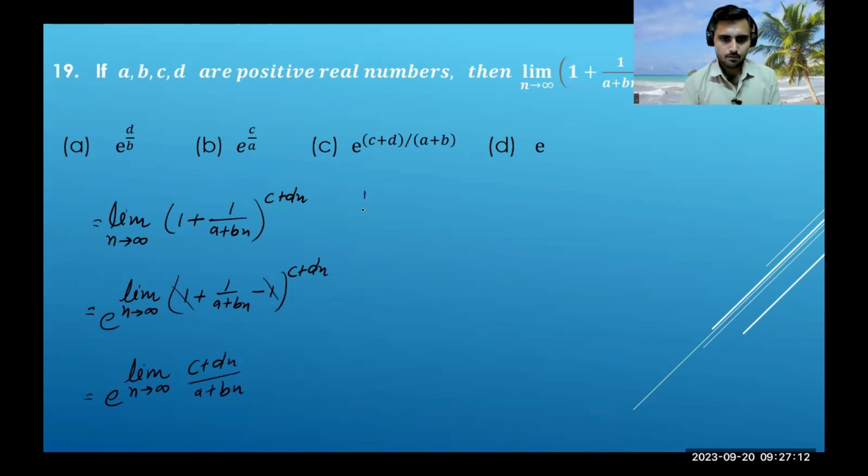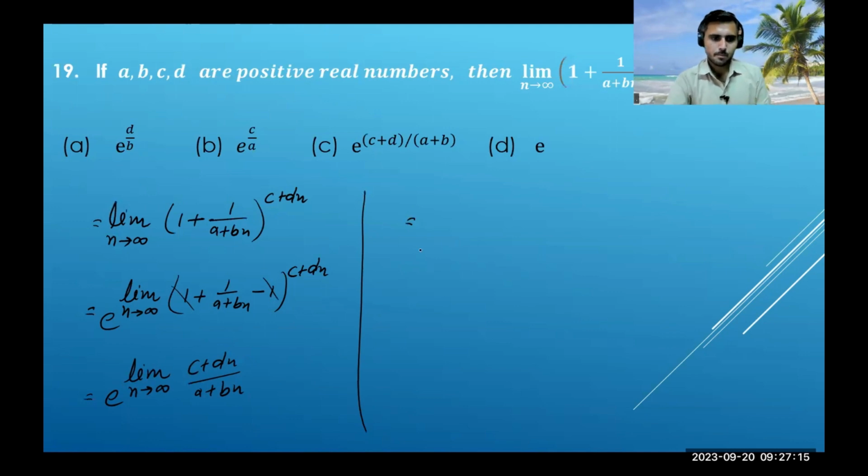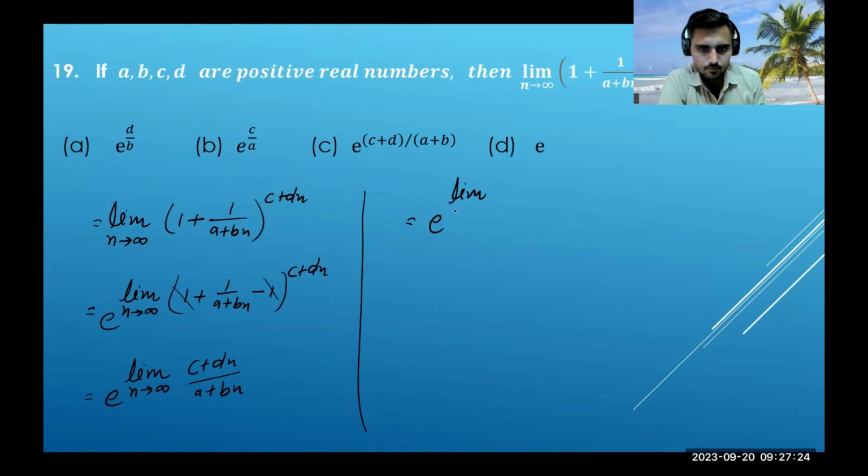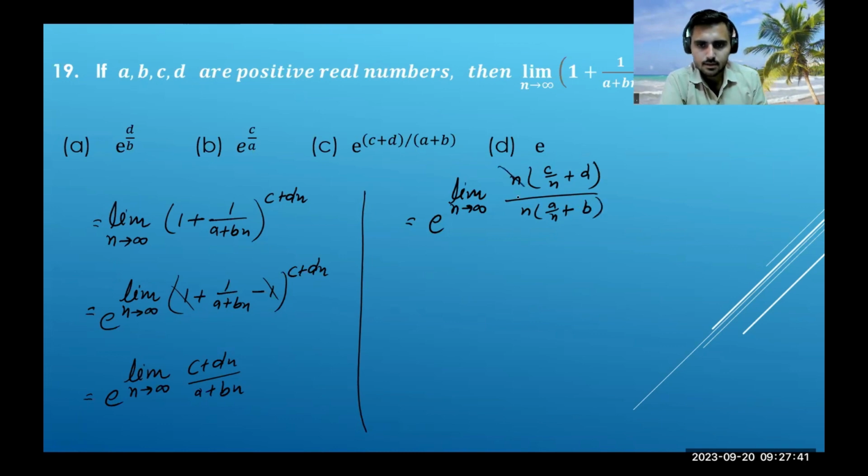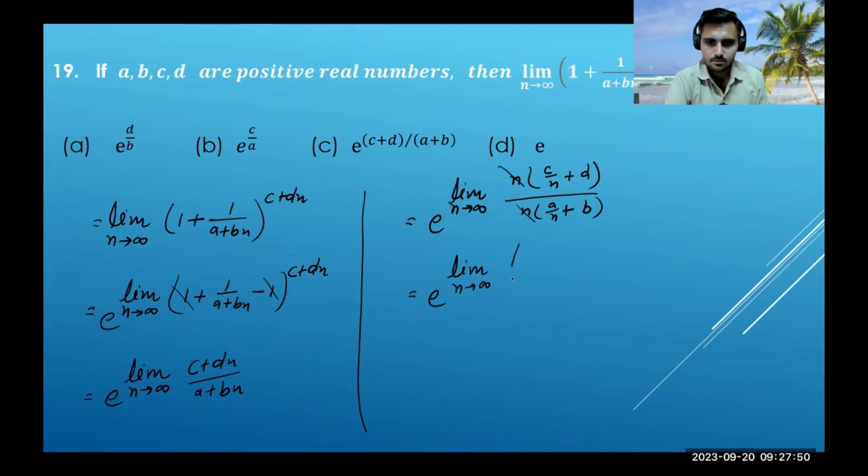And now if we substitute the limit, so I think first we'll take n common. So e raised to the power limit n tends to infinity. So I'll take n common, so c upon n, and here d, right? And again n common, so a upon n plus b, right? And n will get cancelled out. E raised to the power limit n tends to infinity, right? So we have c upon n. Now we can put the limit directly.